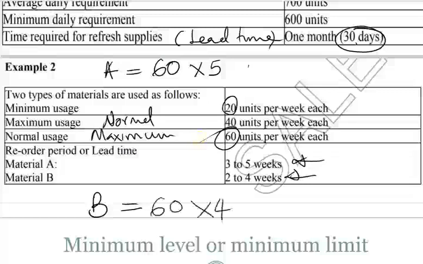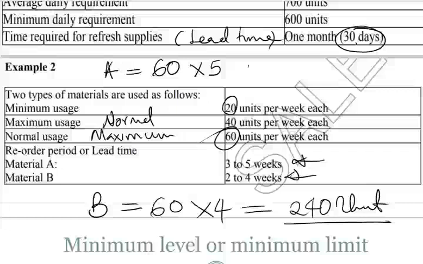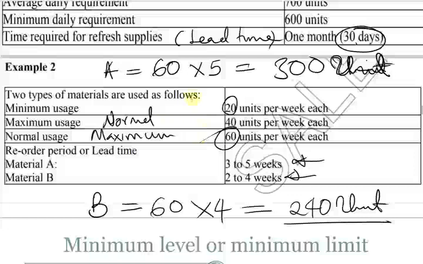So in this case, B has to be 240 units. When you have 240 units remaining, you need to make your order. And this one, you have to have 300 units. When you have 300 units, make your order. So this is what the reorder point is all about. At what level of inventory should you make another order? So that's to do with reorder.